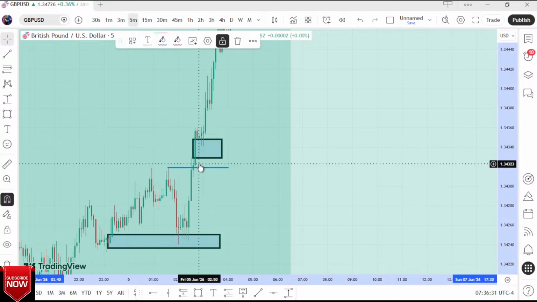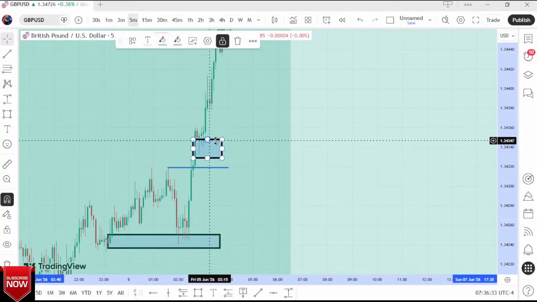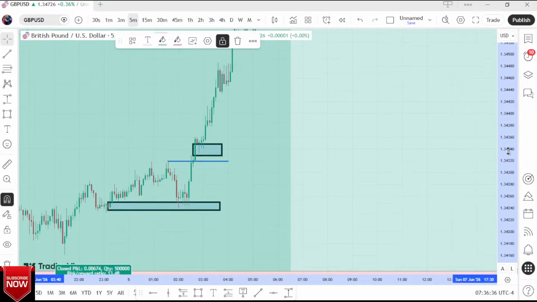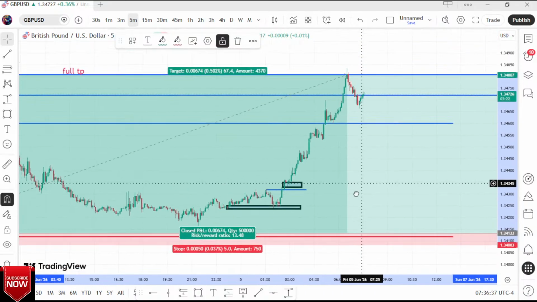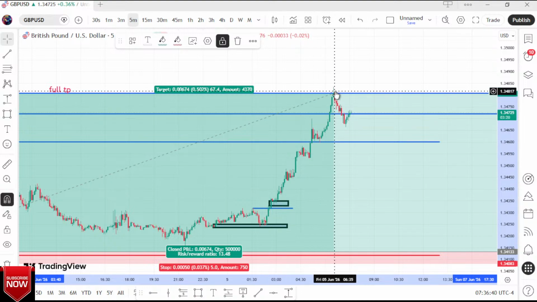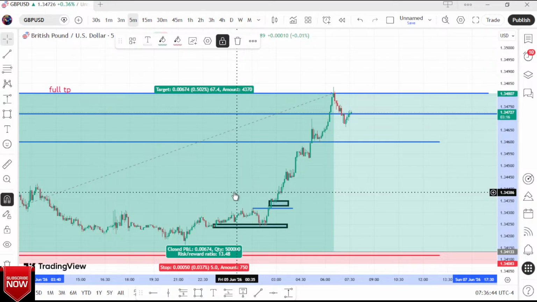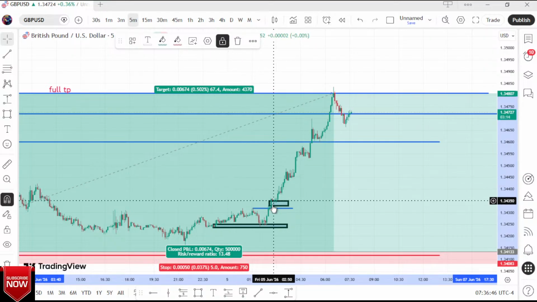Here is where you want to buy. If you buy here, you see how we got that nice move. That price rallied up higher. So those are how I spot entries.